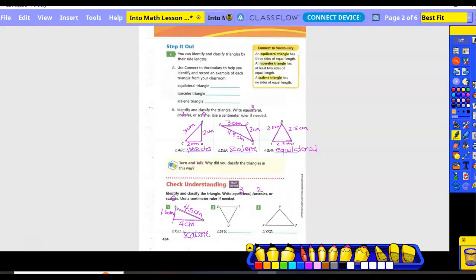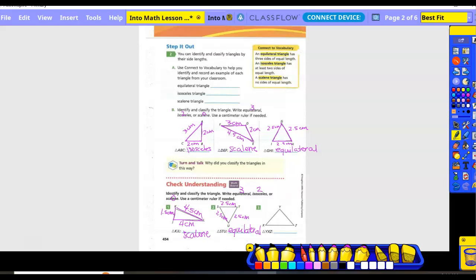So to me, all those sides look what? Equal. Okay, let's use our ruler to check. So what is ST? 2.5. So 2.5 centimeters. What is TU? 2.5 centimeters. And what is SU? 2.5 centimeters. So were we right? Okay, so equilateral.